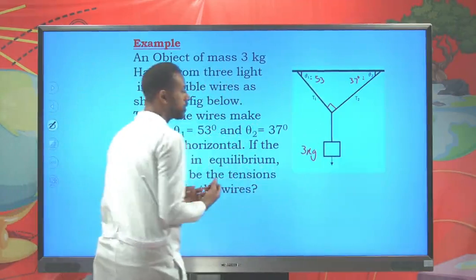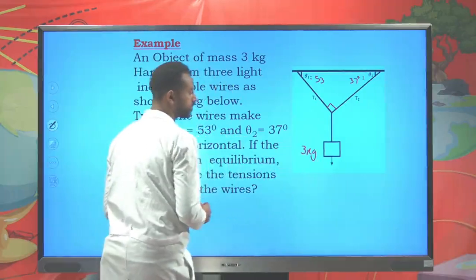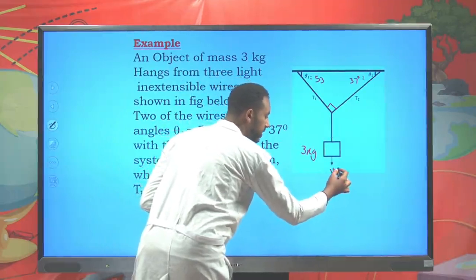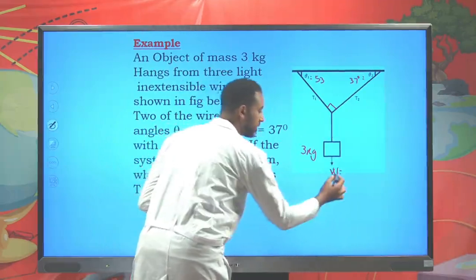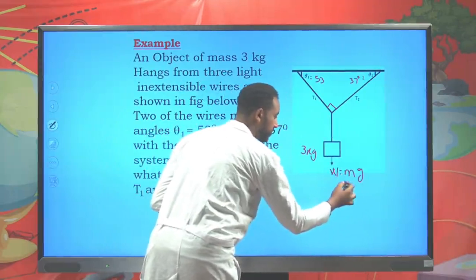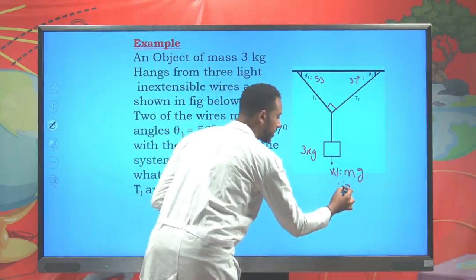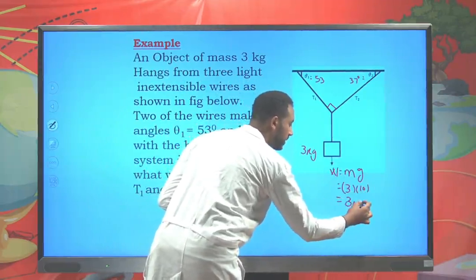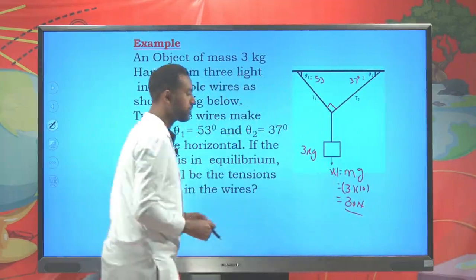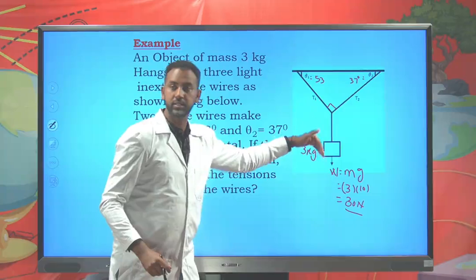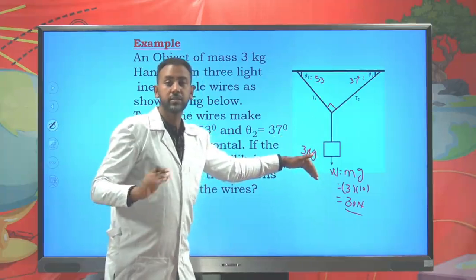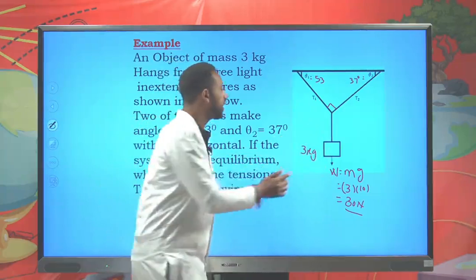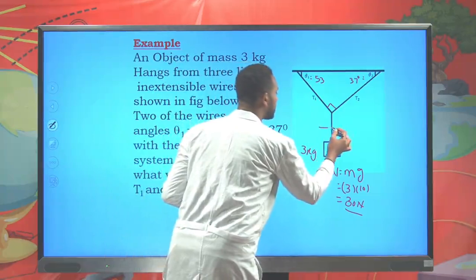In this case, what are the forces exerted on this object? The first force acting on this object is the weight. There is a downward force due to the weight, which is mass times gravity. The mass of the object is 3, the gravity is 10 for calculation, so there will be 30 Newton force exerted on this mass. While this amount of force is exerted downward, there should be a resisting force.